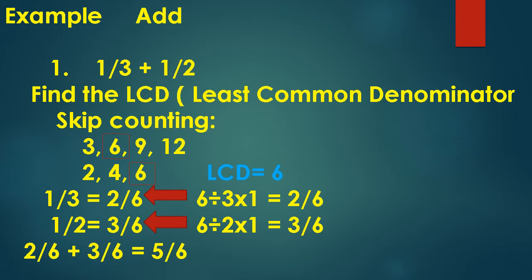Then 1/2. So the LCD is 6, divided by 2, then times 1 is equal to 3. Then copy the denominator 6. So the answer is 3/6. So 1/2 is equivalent to 3/6. Then 2/6 plus 3/6 is equal to 5/6.